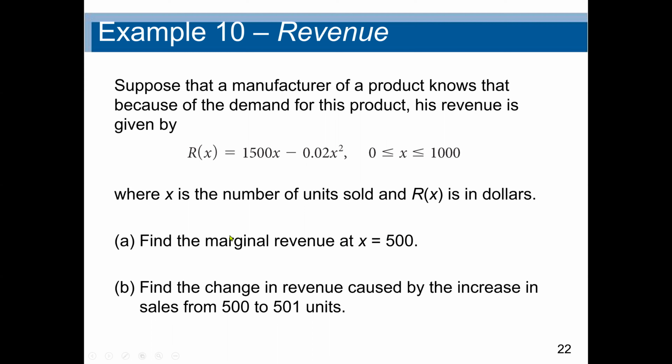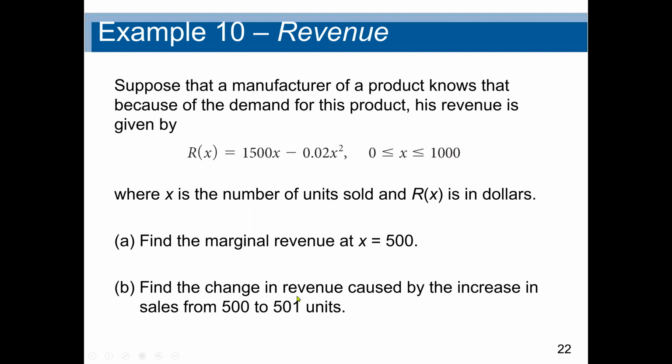This means I'm looking for the marginal revenue. So the first thing I will do is find the derivative of the revenue function. Then I'm going to plug 500 into the X value. Then that will give me the marginal revenue. Now the next question says find the change in revenue caused by increasing sales from 500 to 501. Instead of finding the marginal revenue, part B says plug 500 into this function and find the revenue. Then plug 501 into the function and find the revenue. Then you find the difference between the two.